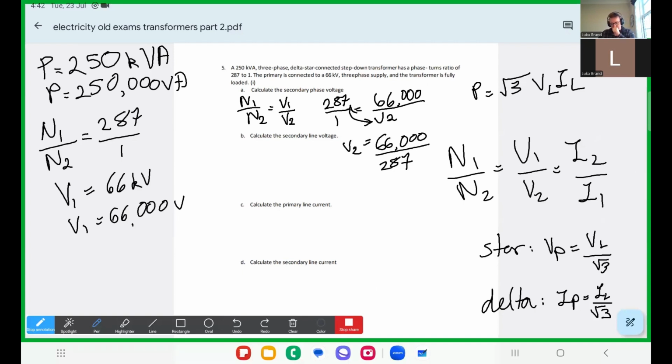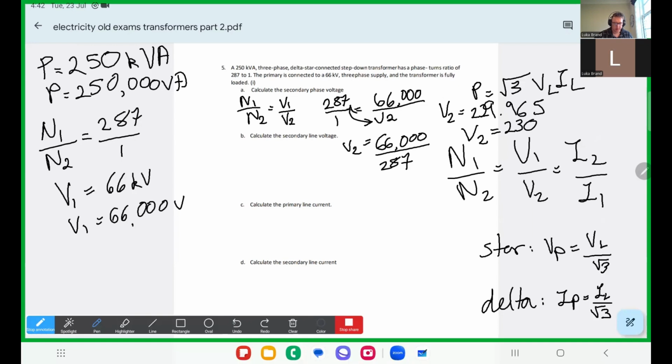What I'm now going to do is divide. So I've got 66,000 divided by 287. So that gives me a secondary phase voltage, V2 equals 229.965, and so on. So that's going to give me a nice V2 of 230 volts.